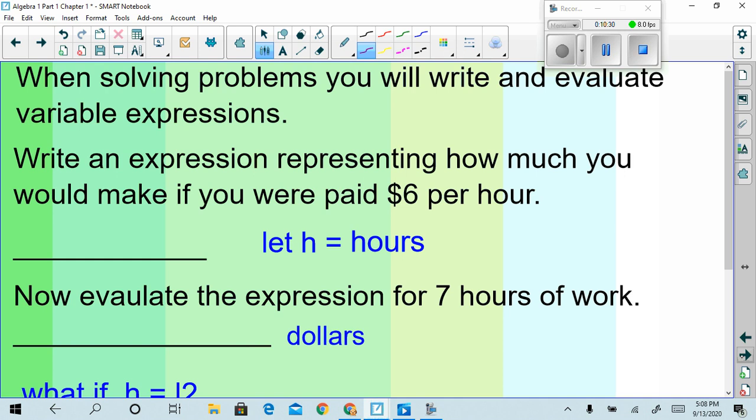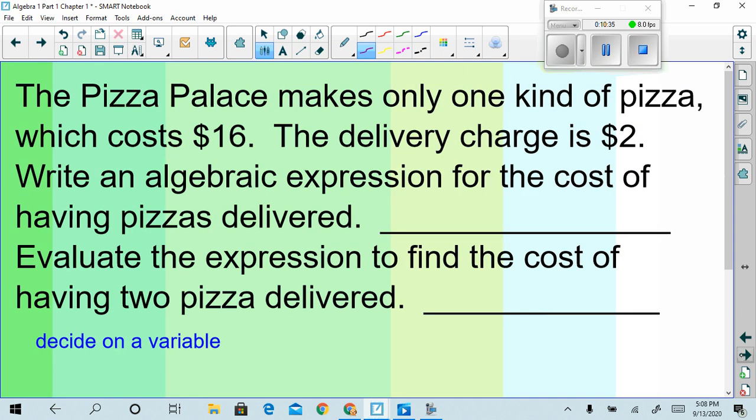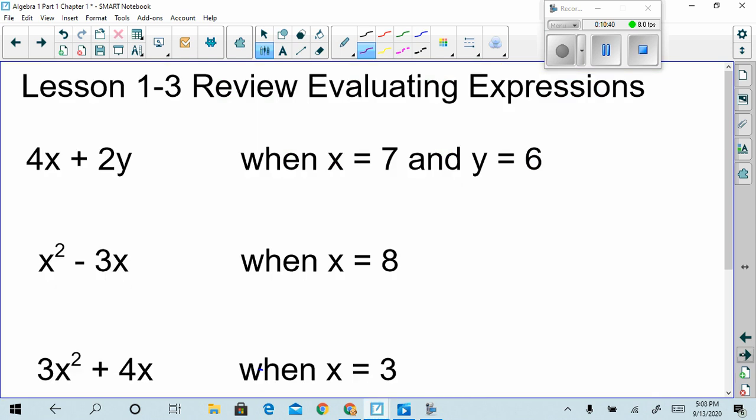There are a couple of word problems that we're going to encounter with this. I'm going to do these together during our Zoom lesson, so these couple slides we will come back to.